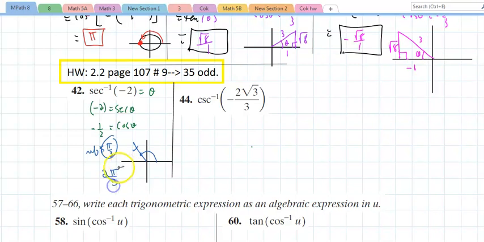2 pi over 3. So inverse sine, inverse tangent can either be pi over 3 or negative pi over 3. Inverse cosine or secant can only be pi over 3 or 2 pi over 3, either quadrant 1 or quadrant 2. Same deal with this problem.